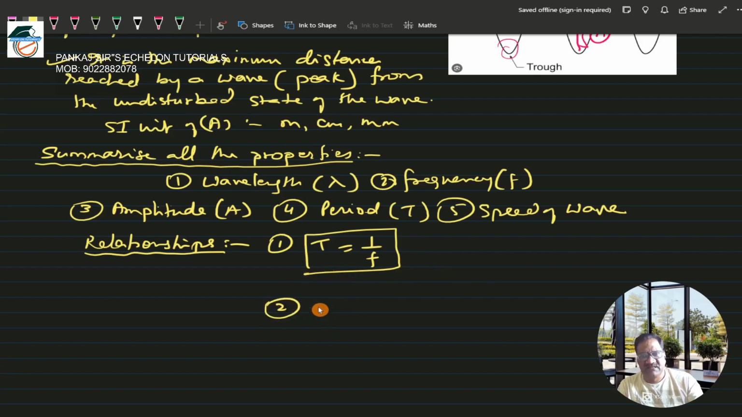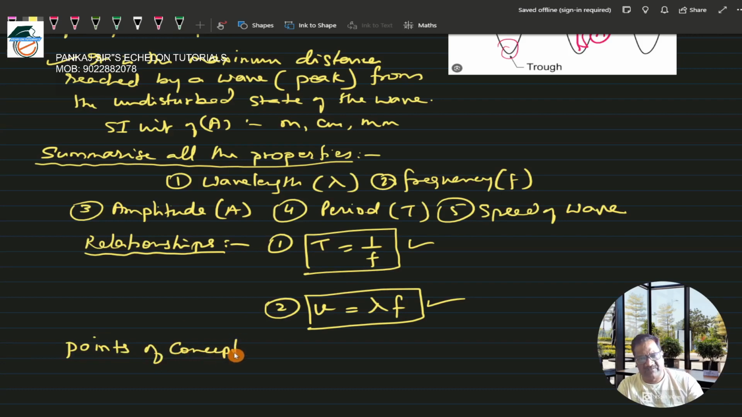Second is the speed or the velocity of the wave is equal to lambda times the frequency. This is also a very useful relationship. Velocity of any wave is equal to the product of its wavelength and its frequency. So these are the two relationships which are very important in this context, and two more concepts are very important at this stage. Let me tell you these two points as well.